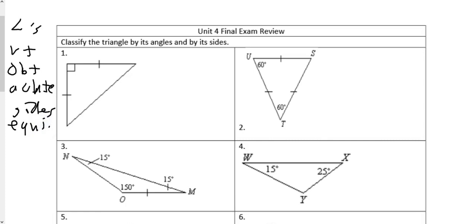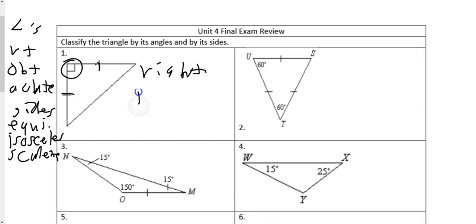Equilateral, all three sides are the same. Isosceles, two are the same. Scalene, none are the same. So, here we have a right triangle, and we have two sides the same, so that is a right isosceles. Here we have three sides the same, so that's equilateral.